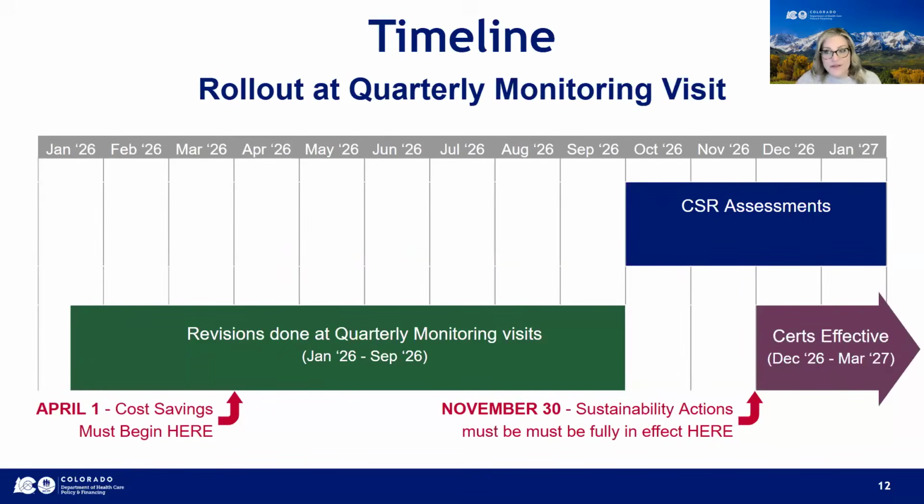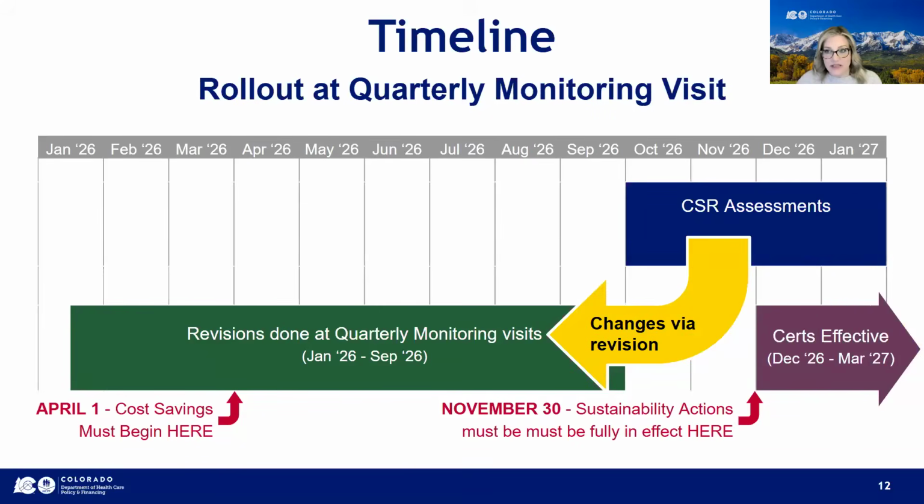For those members whose continued stay review is regularly scheduled to happen after September 30th, we need to make these changes ahead of time and before November 30th. So in this case, the changes will need to be made during the member's regularly scheduled monitoring visit. This is how we will make them effective prior to the November 30th deadline. If a change is made at a monitoring visit, it must be effective 60 days after your visit.